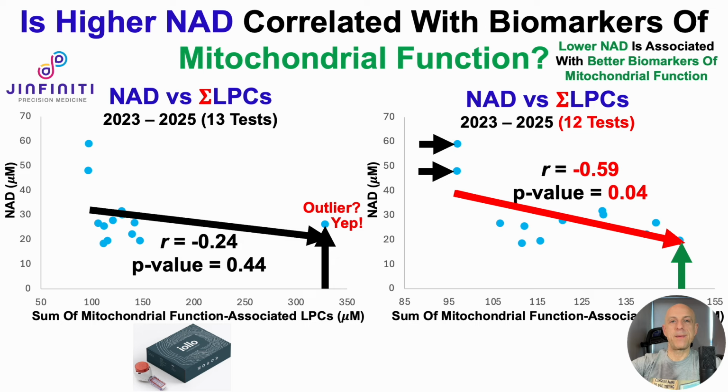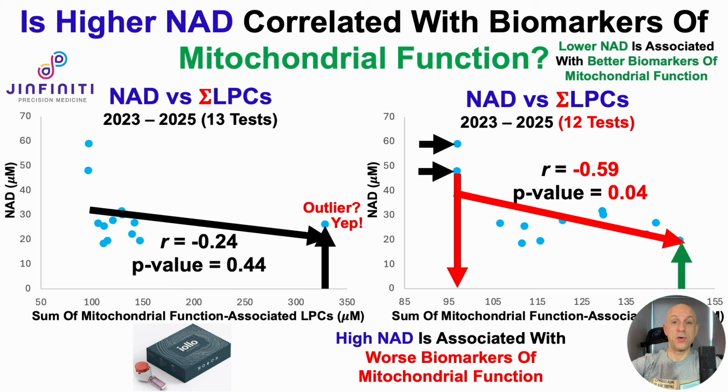get to more than about 30 micromolar without NAD precursors like nicotinic acid or NMN. So that's how I achieved those two data points there, with NAD levels around 50 and 60. Note that that's significantly, if you extrapolate downward, that's associated with, or would be associated with, worse biomarkers of mitochondrial function when considering that relatively lower LPCs are associated with worse mitochondrial function. So this too is the opposite of what one would expect. Higher NAD being, in this case, correlated with worse biomarkers of mitochondrial function, not better.